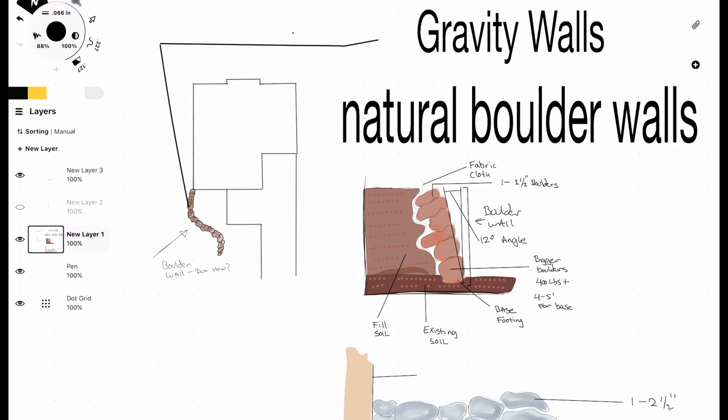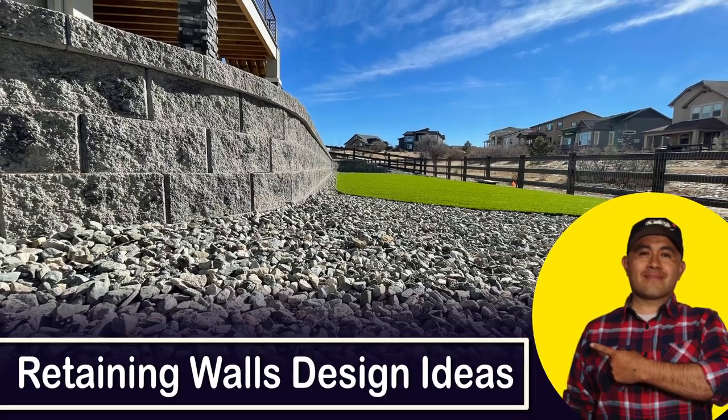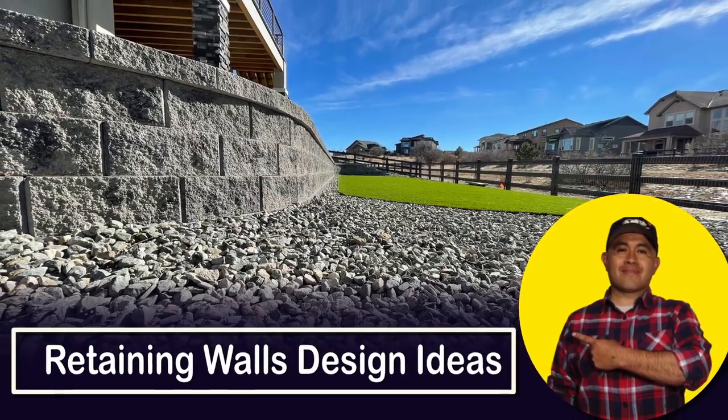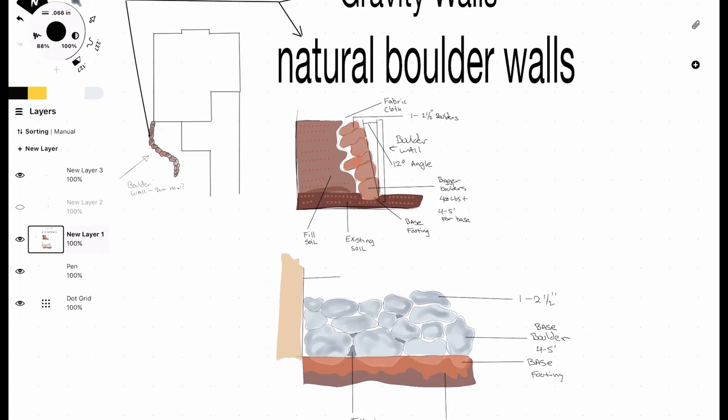Now, in my last video, I spoke about walls, but those were with man-made materials, Allan Block type of style. In this case, we are going to be talking about boulder retaining walls, also known as rock walls, or retaining walls, the simple version, if you will.